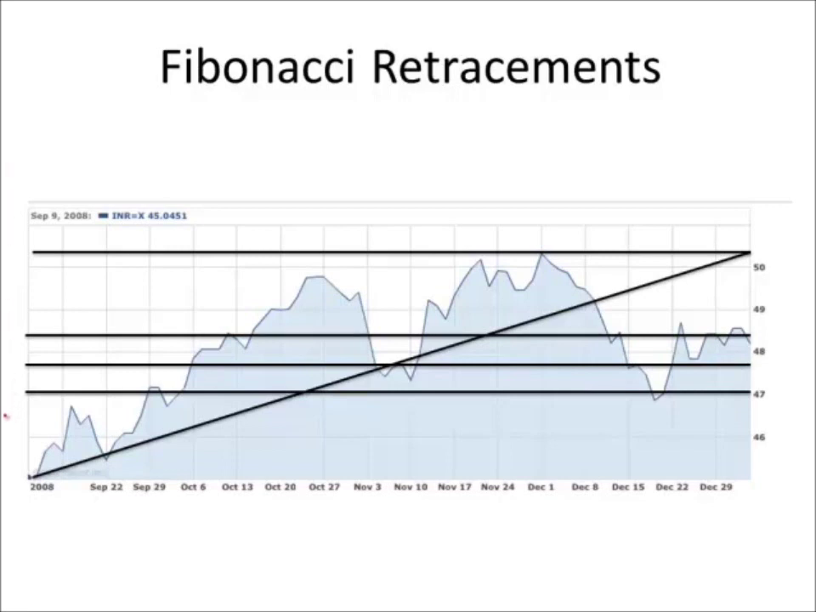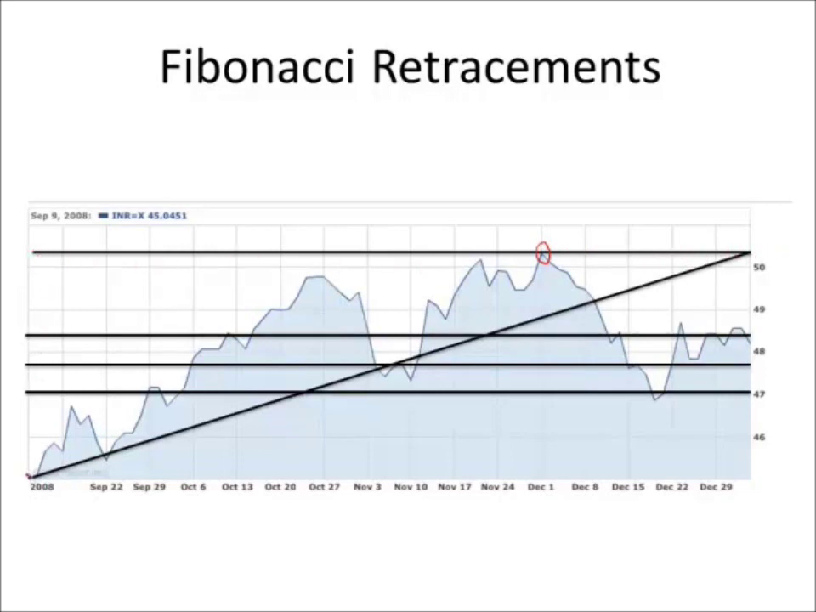Ignore the black lines. This is essentially the rupee against the dollar from September 2008 until December of the same year. We can see that the dollar started at around 45, so this level here is 45, and ended up just above 48. What we are going to do now is look at the Fibonacci retracements. The first thing I've done here is identify the top of the trend, which I identified as being this point over here. So I've drawn this line as the top of the trend, right?